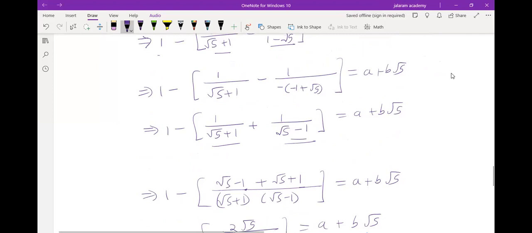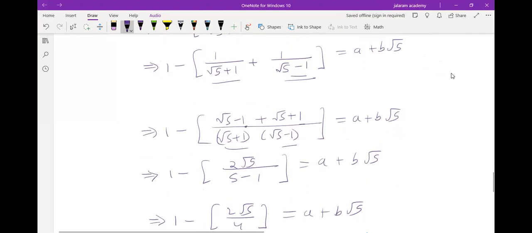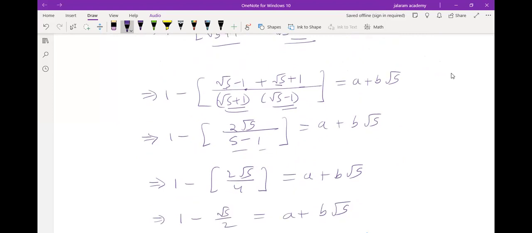Now they are rationalizing factors of each other. So when we take their LCM, root 5 plus 1 into root 5 minus 1, numerator becomes root 5 minus 1 plus root 5 plus 1. So 1 will be cancelled out. And root 5 plus root 5, 2 root 5. And in denominator, a plus b into a minus b is 5 minus 1. Understood, everyone?